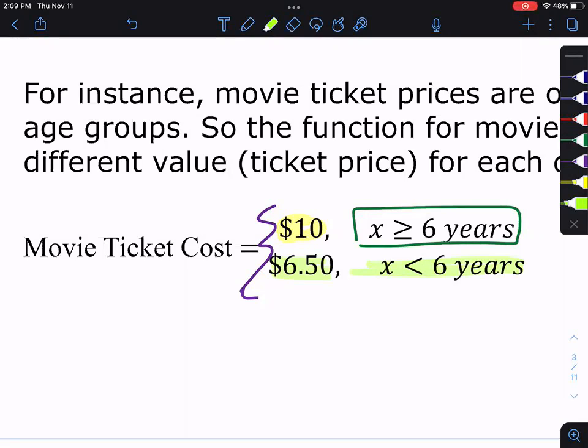And sometimes you'll even see a third one. Like your senior citizen discount, we could add a third line to this for anybody older than 55 or whatever the age might be. So that's an example. You'll see this a lot with different types of tickets.